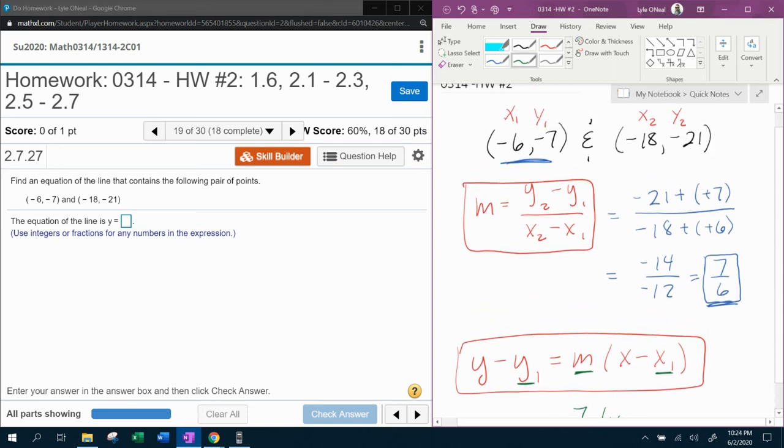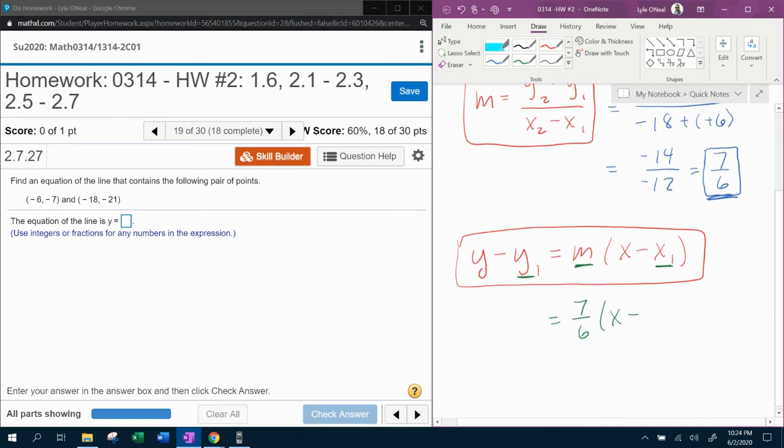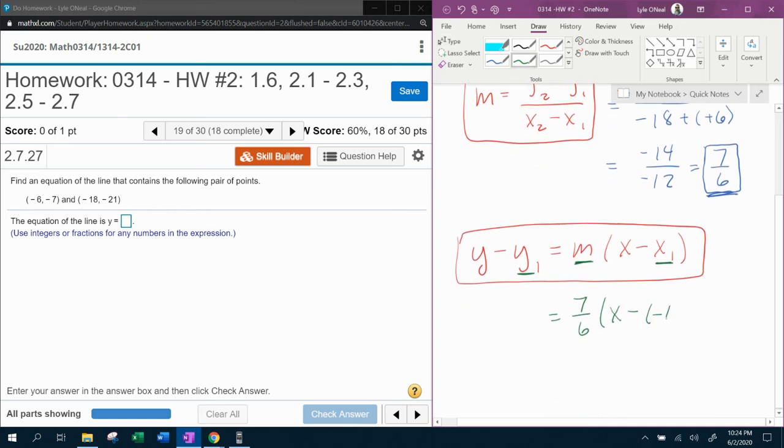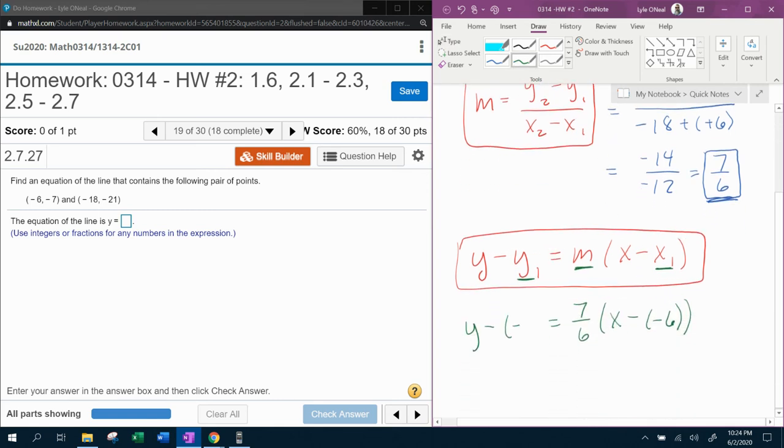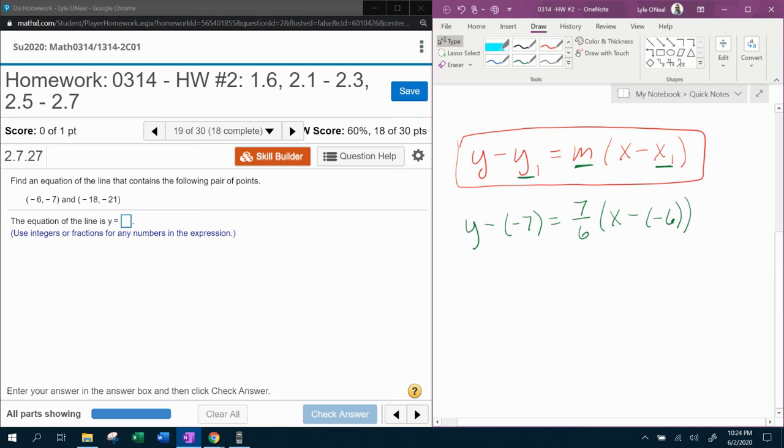Now let's scroll up. x1 was -6. So that's going to be minus -6. And over here it's y minus y1, which is -7. So minus a -7. All right, so now let's clean this up a bit. 2 negatives make a plus. 2 negatives make a plus. We're going to have y plus 7 equals 7/6 x plus 6. And remember that we need to get this into slope-intercept form.